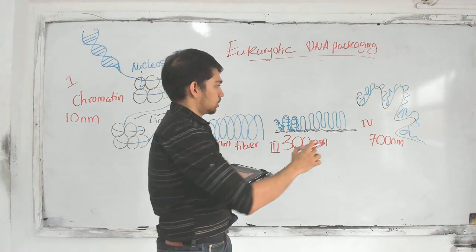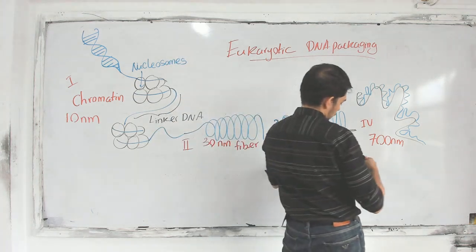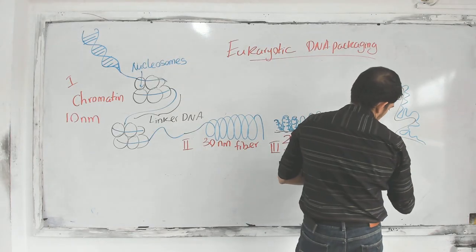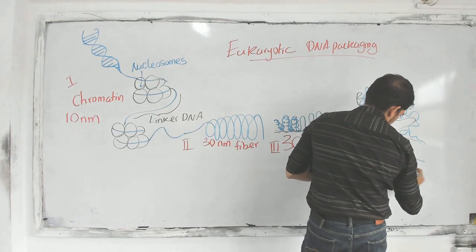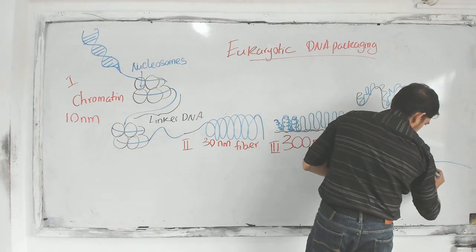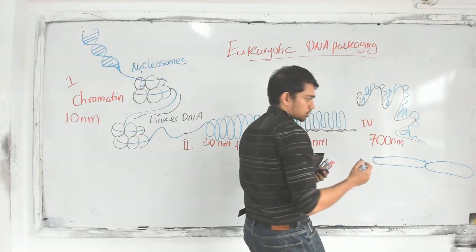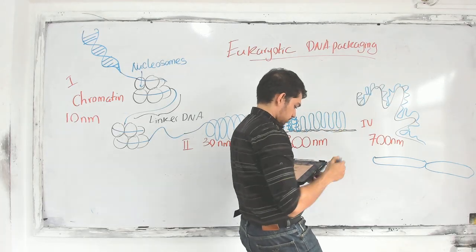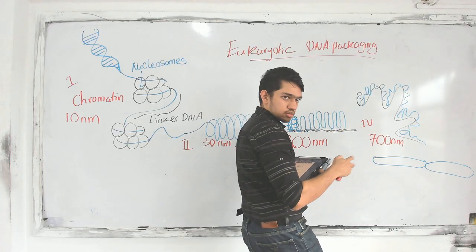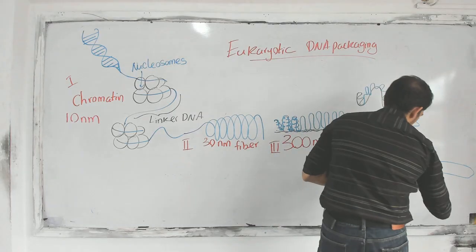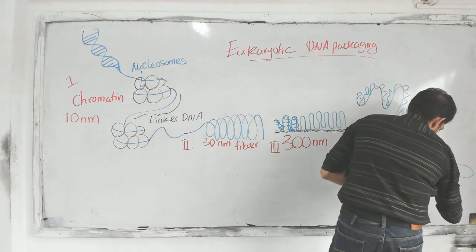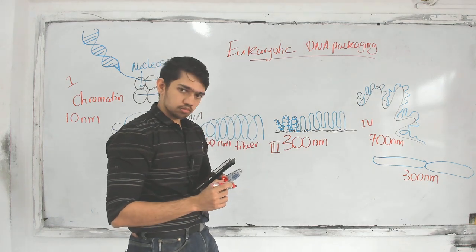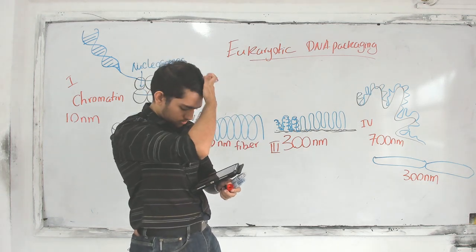Finally, this is going to form our final chromosome. That is what we call chromosome in Sinhala. Because why? This structure is visible by electron microscope, 300 nanometers, right? At this level, it becomes visible by electron microscope, right?